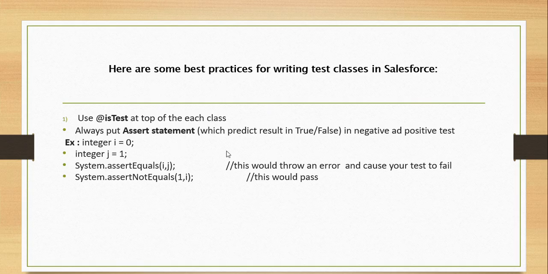Here are some best practices for writing test classes in Salesforce. Use @isTest at the top of each class. Always put assert statements, which predict results as true or false, in negative and positive tests. For example, integer i = 0, integer j = 1, System.assertEquals(i, j) would throw an error and cause your test to fail, and System.assertNotEquals(i, j) would pass, because i and j are not equal.